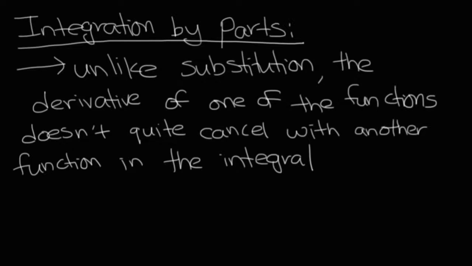So basically in by parts, unlike substitution, the derivative of one of the functions doesn't quite cancel with another function in the integral. And so you may or may not realize it at the beginning, but once you start using substitution, you'll realize that it actually gets you to a dead end where you have an integral that has both u and x's in it. So we're going to do an example now to see what that looks like.